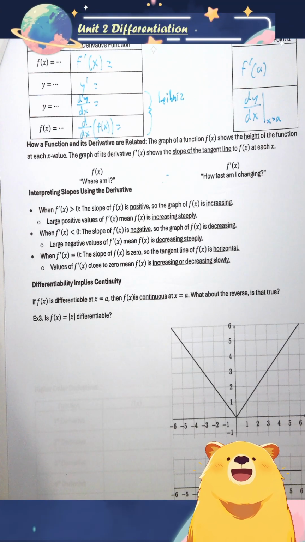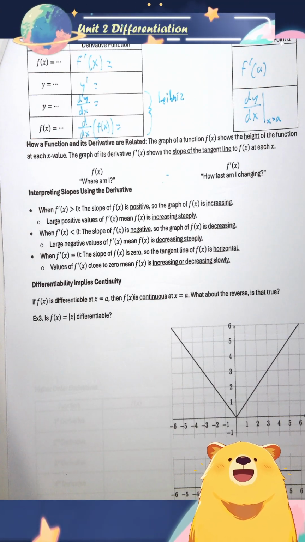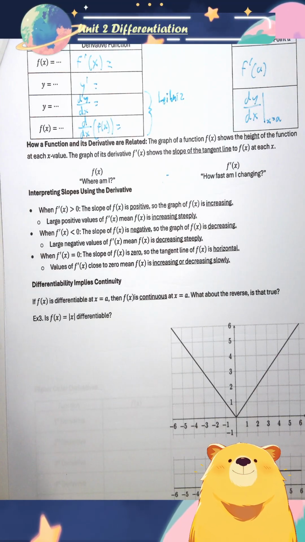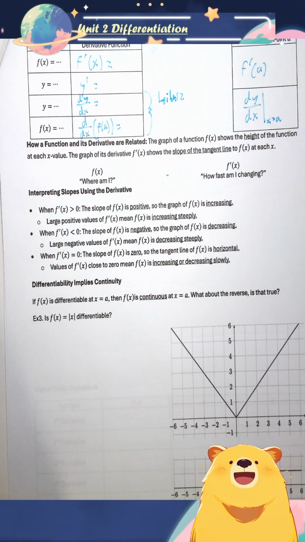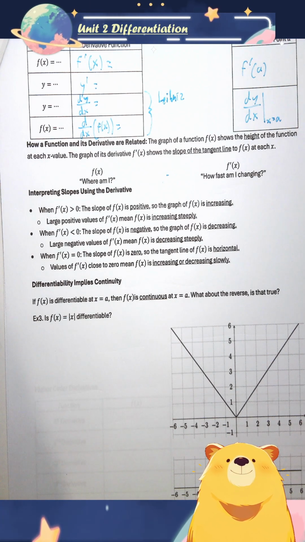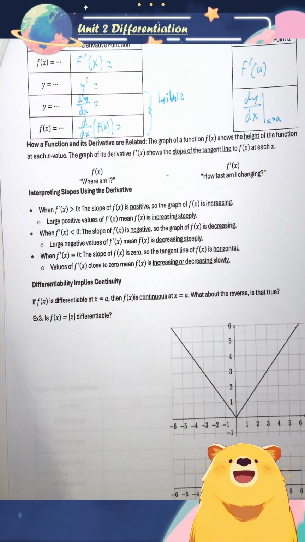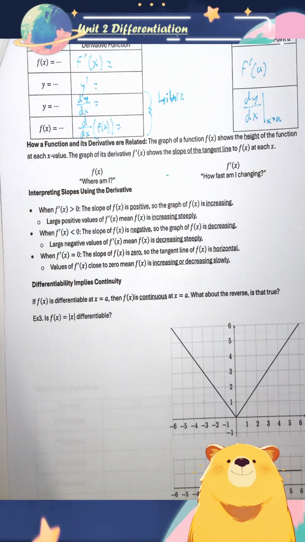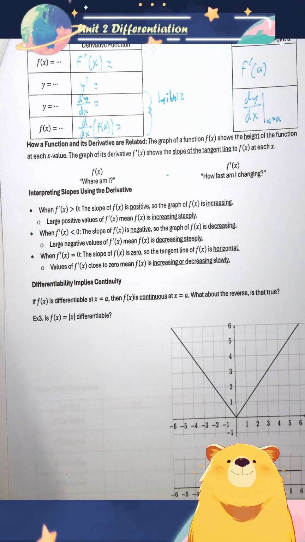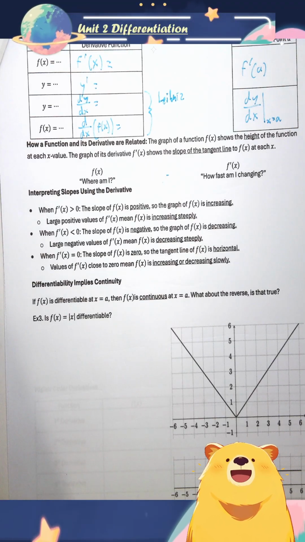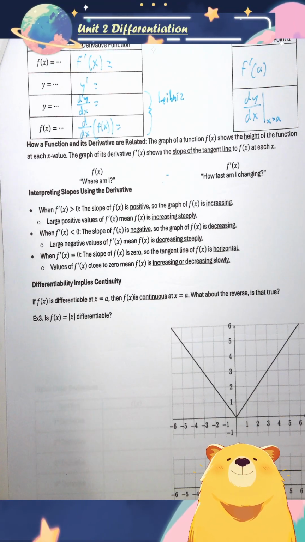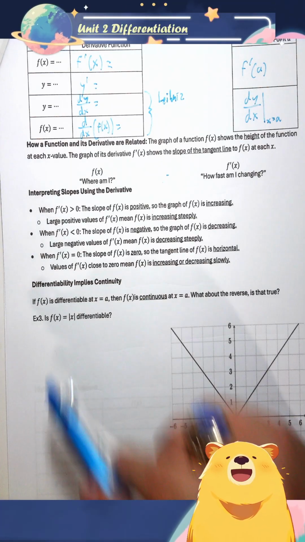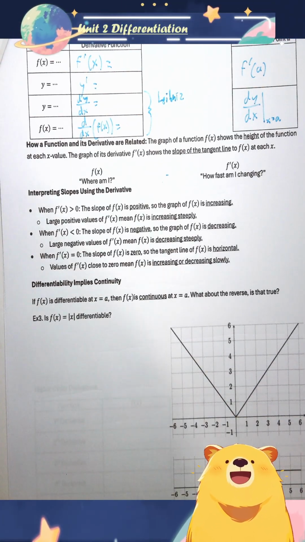Differentiability implies continuity. A question that I'm technically asking you: if f of x is differentiable at x equals a, then f of x is continuous at x equals a. This is technically true. But what about the reverse? Is that true? Is f of x equal to the absolute value of x differentiable?